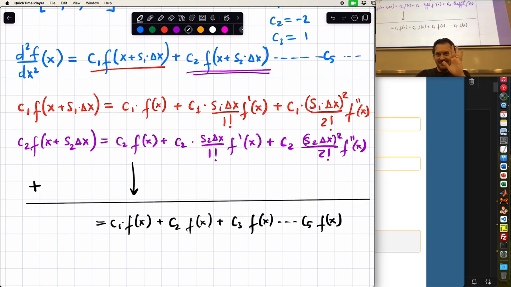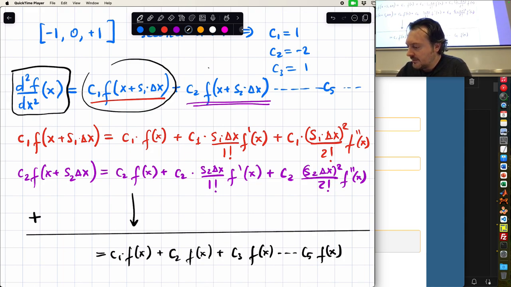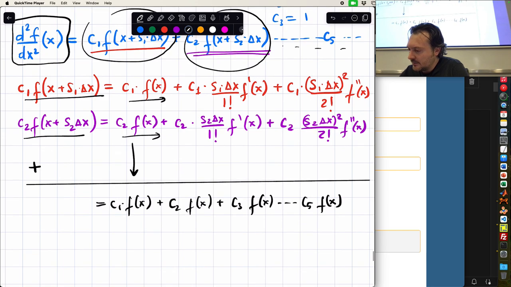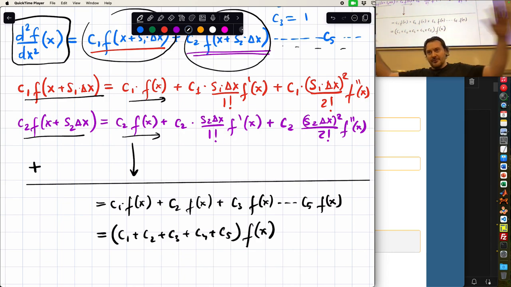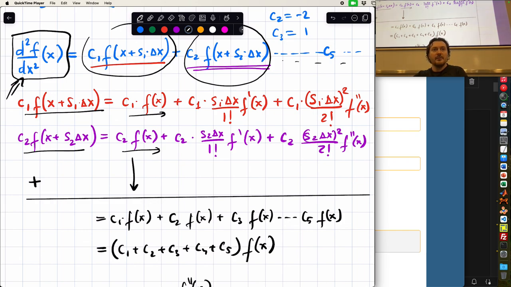Let me remind you what we are doing. We first said that the derivative should be this expression plus this expression plus that expression, etc. Then we expanded each one of those expressions in Taylor series. Now I'm just summing up the first terms, and it turns out to be c1 plus c2 plus c3 plus c4 plus c5 times f(x). Now remember, once you sum all of this, it's supposed to be f double prime x, because that's what we are shooting for. So what should this term be? Zero. So the f(x) term should vanish.